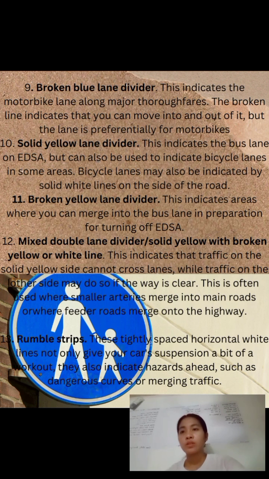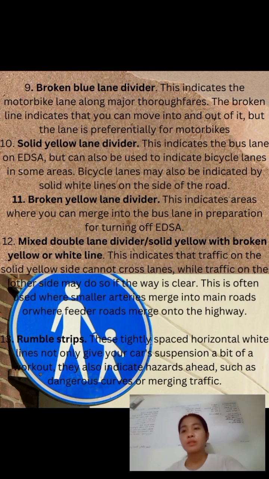Number 12, mixed double line divider, or solid yellow with broken yellow or white line. This indicates that traffic on the solid yellow side cannot cross lanes while traffic on the other side may do so if the way is clear. This is often used where smaller roads merge into main roads or where feeder roads merge onto the highway.